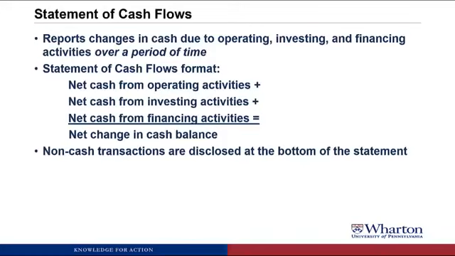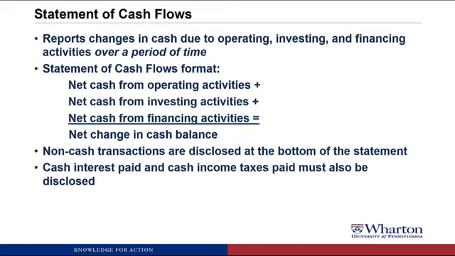If the company does any non-cash transactions, like they trade a piece of land for a building, those have to be disclosed at the bottom of the statement of cash flows. Two other required disclosures: companies must tell you cash interest paid and cash income taxes paid, for reasons that we'll talk about in later videos. But these disclosures either will appear at the bottom of the cash flow statement or somewhere else in the footnotes.